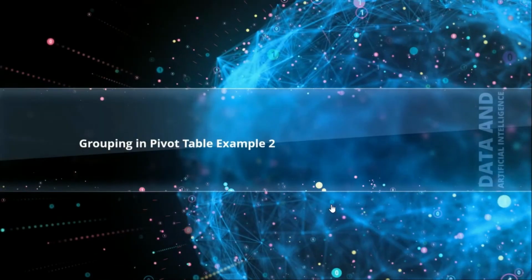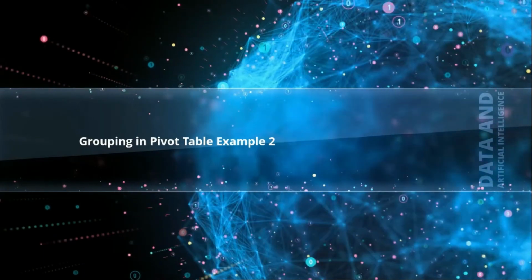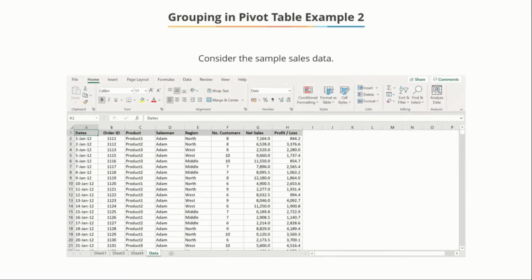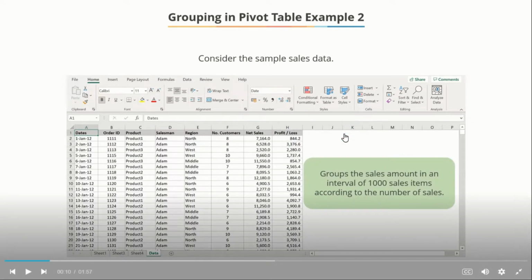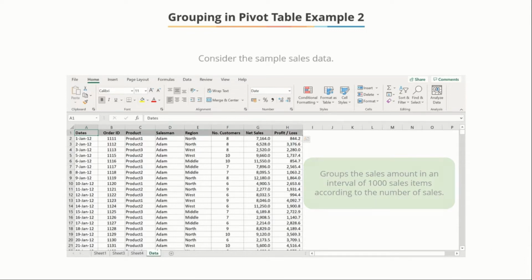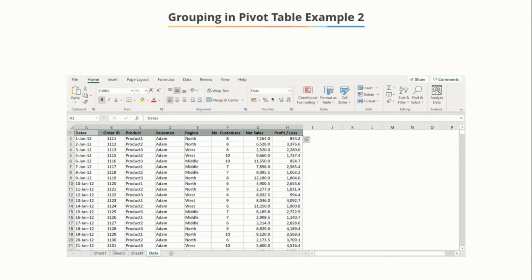Let us take another example. We will use the same sample sales data. Now we need to create a pivot table that groups the sales amount in an interval of 1,000 sales items according to the number of sales. Let's begin by creating the pivot table.